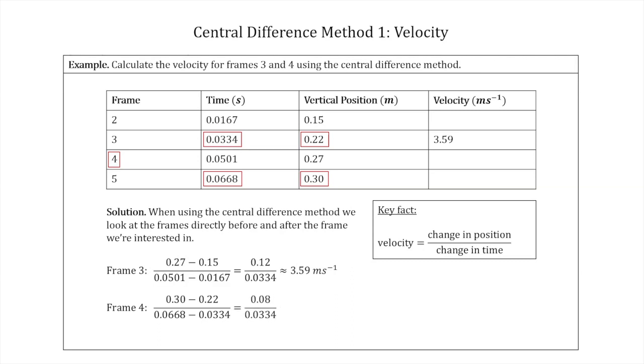We end up with 0.08 over 0.0334. Put this into a calculator and you get roughly 2.40. I'm rounding these two numbers to 2 decimal places. So I put that onto my table. I get that the velocity for frame 4 is 2.40. And that is how we use the central difference method to find velocity.